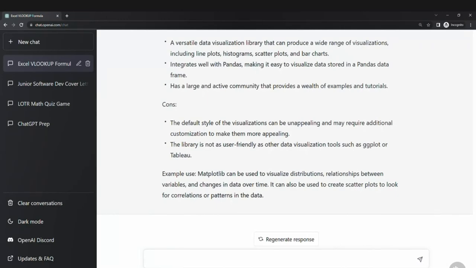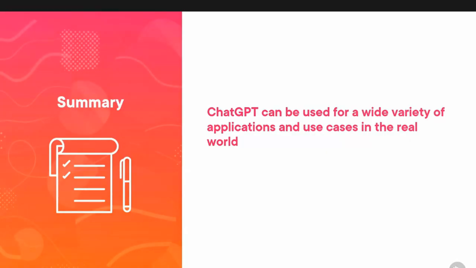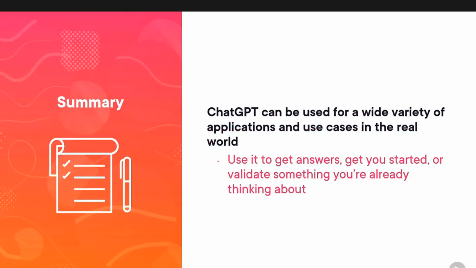So hopefully with just this short demo, you realize just how powerful this is and all the different ways you could use it in your day-to-day job. It's really pretty amazing. In summary, while ChatGPT can be used for a lot of fun and kind of trivial things, it also has very real, practical applications out there in the world, and especially for technology jobs, whether it's writing code or automating tedious processes. So use it to get answers, to get you started, or to validate something that you're already thinking about.